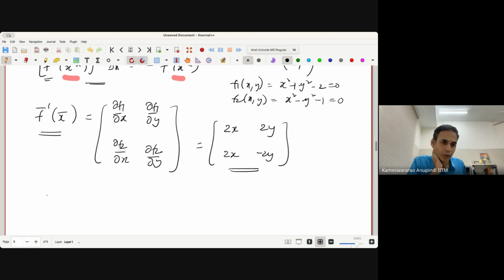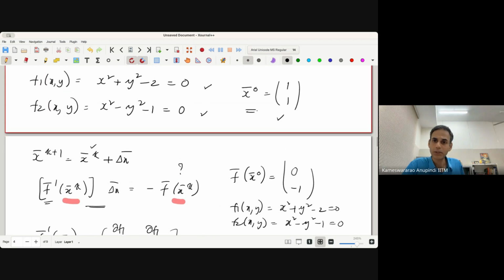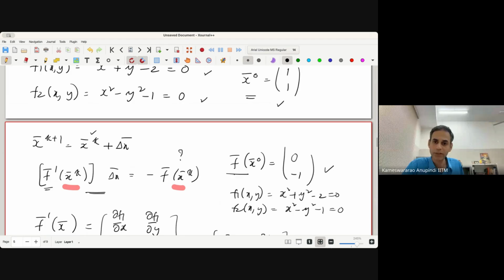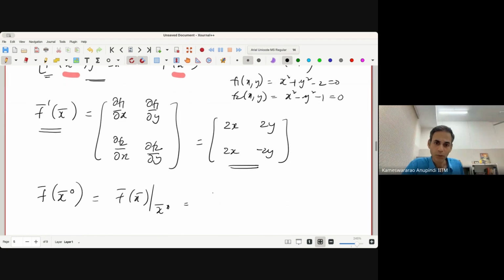But now I'm going to evaluate f bar of x bar 0. That means in this f bar of x bar, I'm going to substitute the x bar 0 values. My initial guess, x bar 0, is 1, 1. The function value is 0, minus 1. For the Jacobian, I'm going to substitute 1, 1. It's going to give me 2, 2, 2, and minus 2. Okay, so that's what I have.